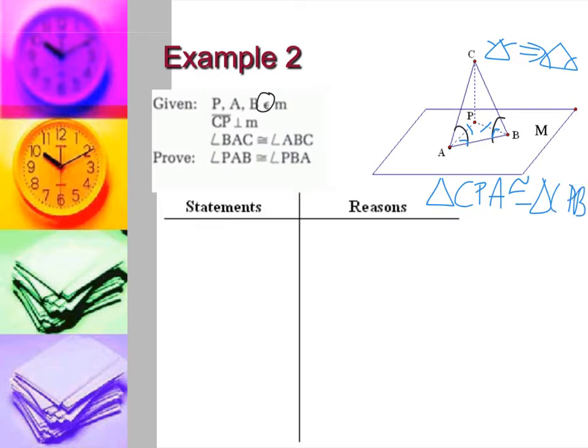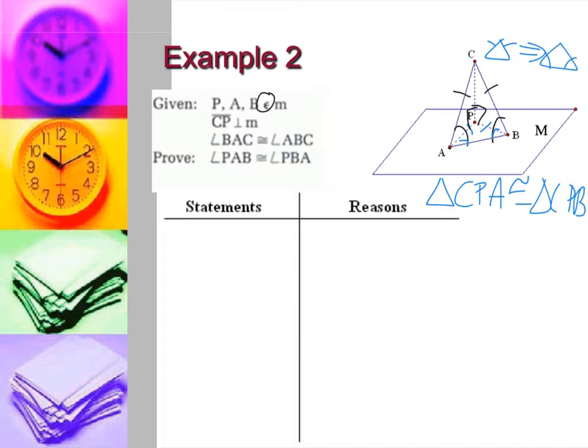Okay, so let's see what information I have to work with right now. We've got the whole perpendicular aspect, right? So those guys are right angles there and there. Cool. And I've got that angle CAB and angle CBA congruent. Couldn't I use if angles then sides to get these two sides congruent?